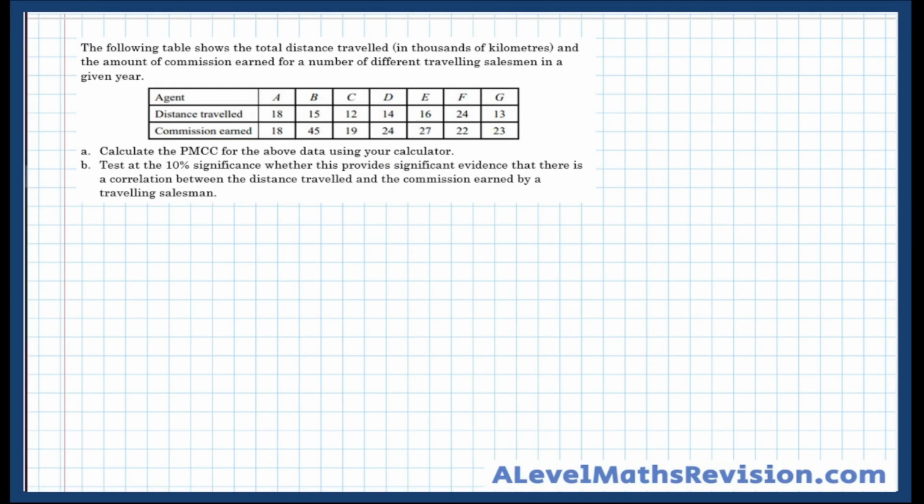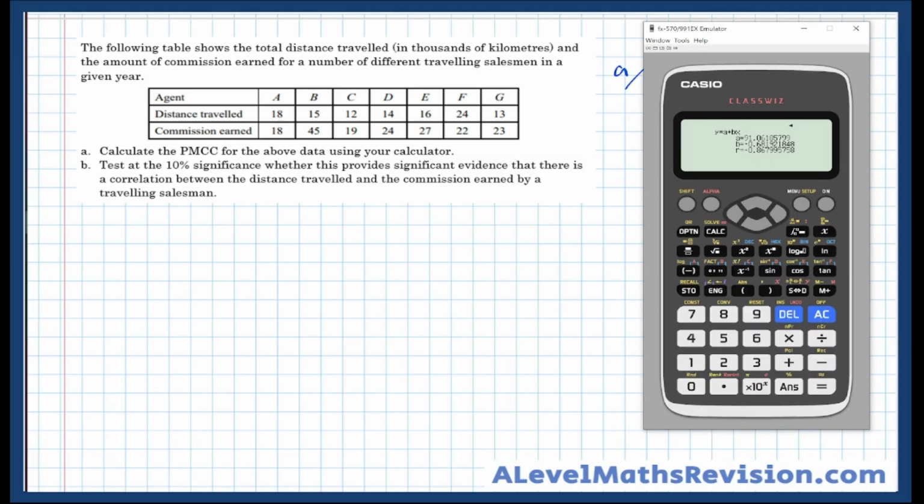One final example, and let's do a two-tailed test. And finally, this one here. The following table shows the total distance travelled in thousands of kilometres and the amount of commission earned for a number of different travelling salesmen in a given year. Got the data there, and part A says calculate the PMCC for the data using your calculator. Nice and straightforward. You might want to pause the video and have a go at it yourself.